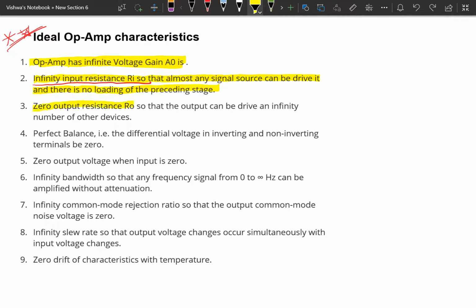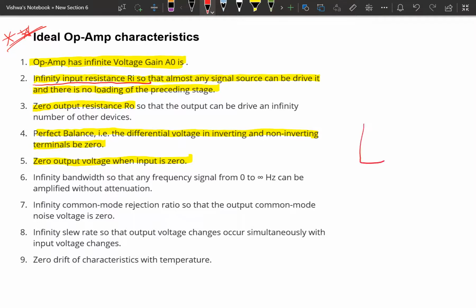Zero output resistance, so that the output can drive an infinite number of other devices. Perfect balance: the differential voltage between the inverting and non-inverting terminals is 0. And the fifth one is zero output voltage when the input is 0. Okay. In a differential amplifier we can study this easily.